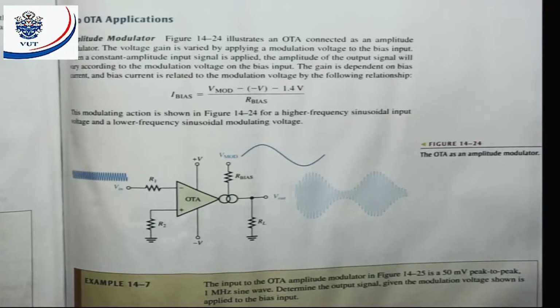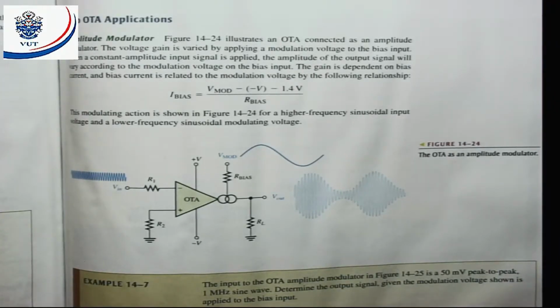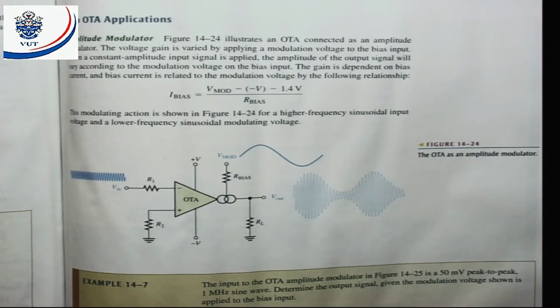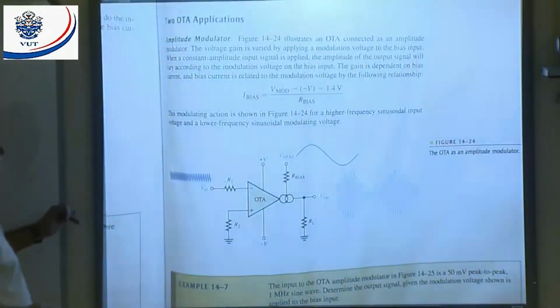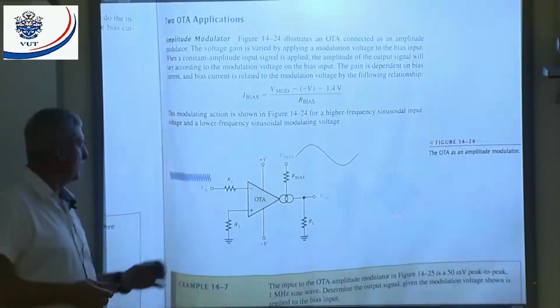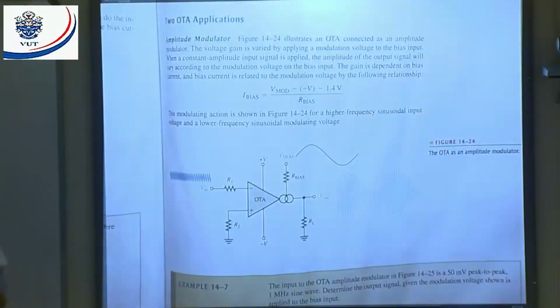All right, here we're going to look at OTA applications. For what can we use the OTA? In this case, we use the OTA as an amplitude modulator. That means here if we go and look at the modulator, normally your carrier frequency will be a high frequency, and then you will normally modulate the information, that's a much lower frequency, on top of it.